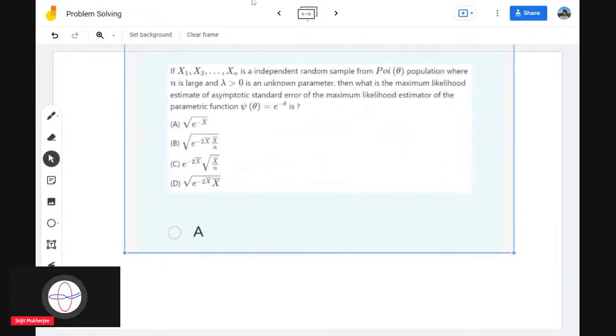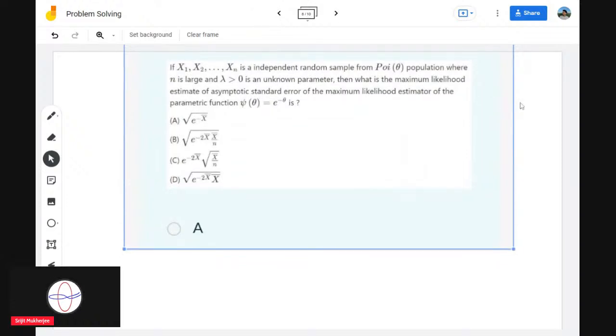X1, X2, ..., Xn are Poisson theta. You guess that when n is large and lambda greater than 0, then what is the maximum likelihood estimator of the asymptotic standard error of the MLE? What is the MLE of the asymptotic standard error? E to the power minus theta.